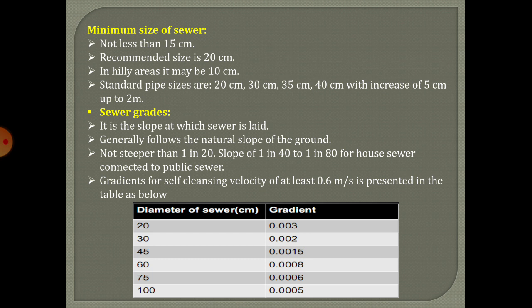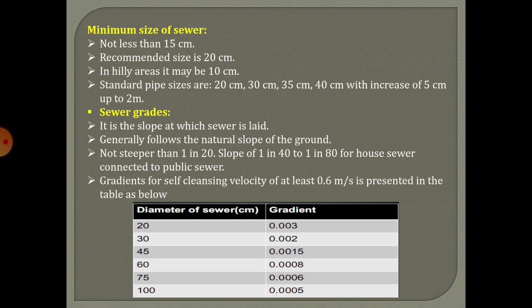The minimum size of the sewer should not be less than 15 centimeter. The recommended size is 20 centimeter. In hilly areas, it may be 10 centimeter also. Standard pipe sizes are 20 centimeter, 30 centimeter, 35 centimeter and 40 centimeter, with an increase of 5 centimeter up to 2 meter. Sewer grades: it is the slope at which the sewer is laid.